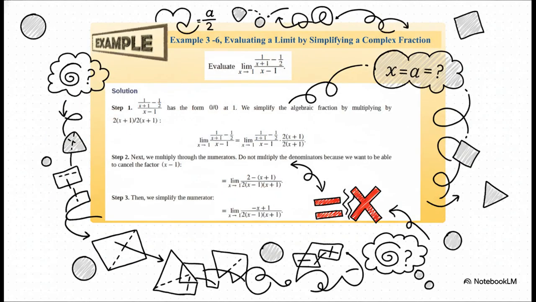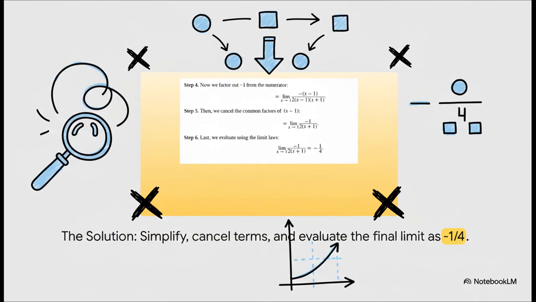And for our final challenge, we've got a complex fraction. Yup, a fraction inside of a fraction. It looks like a mess, and, surprise, surprise, plugging in x equals 1 gives us 0/0 all over again. The strategy here is all about algebraic cleanup. We find a common denominator for those little fractions up top, combine them, and simplify the whole thing. Once we do that, the hidden x minus 1 factor reveals itself. We cancel it, plug in our value, and we get the solution, -1/4.